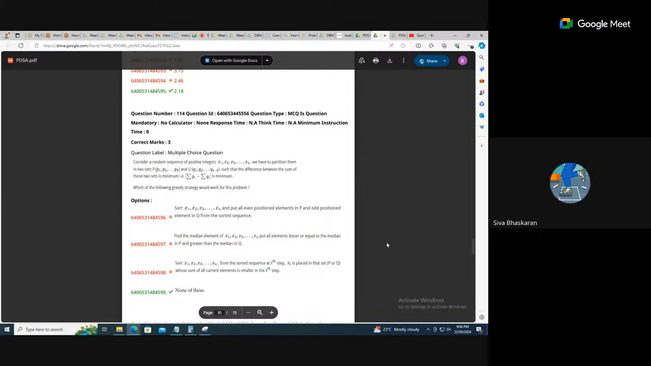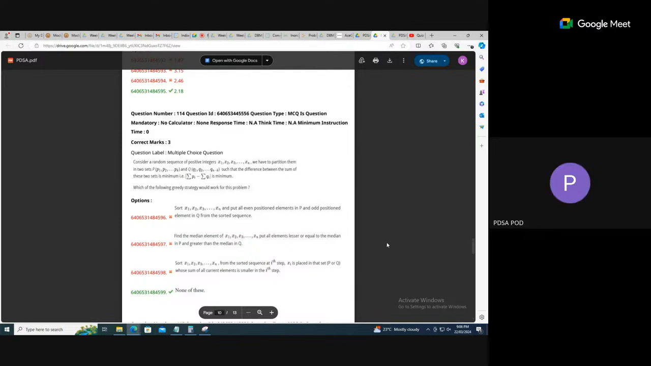So I think the question actually means that you have to partition that into two different groups. After some partition, we take the sum of elements in the first group and the sum of elements in the second group. We subtract them, and the absolute difference should be minimum. Okay, so what greedy strategy works then?